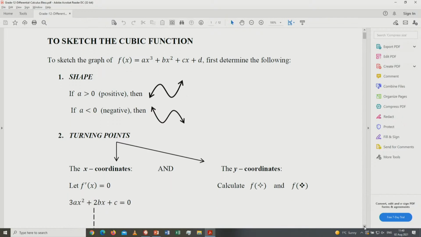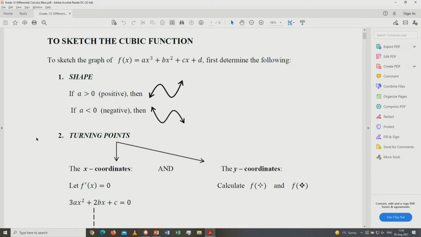Number 2, you need to determine the turning point or the stationary point. At the turning point, we know that f prime of x is equal to 0. When I say f prime of x, I'm referring to the gradient. The gradient at the turning point is equal to 0.